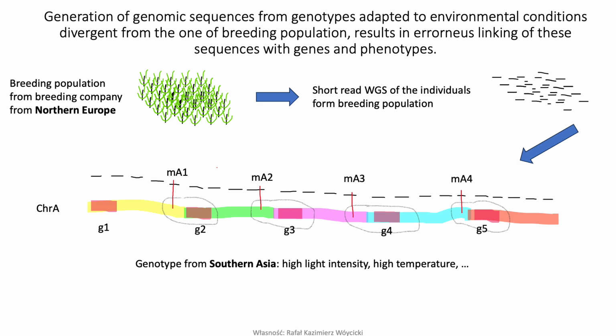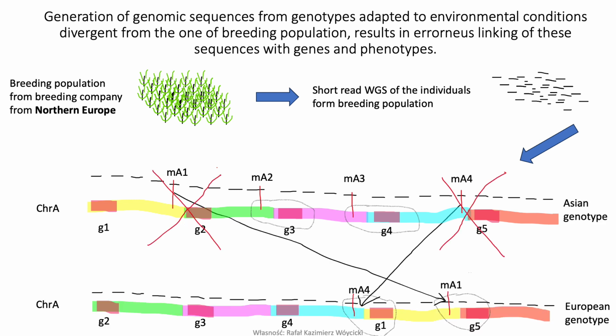So what will they discover? They will not discover anything new, as the short reads will map similarly. The short read for marker MA1 will map in the yellow region, and on the reference genome from Southern Asia, this region is close to the green region. So marker MA1 is linked to gene G2, MA2 linked to gene G3, MA3 linked to gene G4, and MA4 linked to gene G5. But is it correct? As we know, it's not correct.